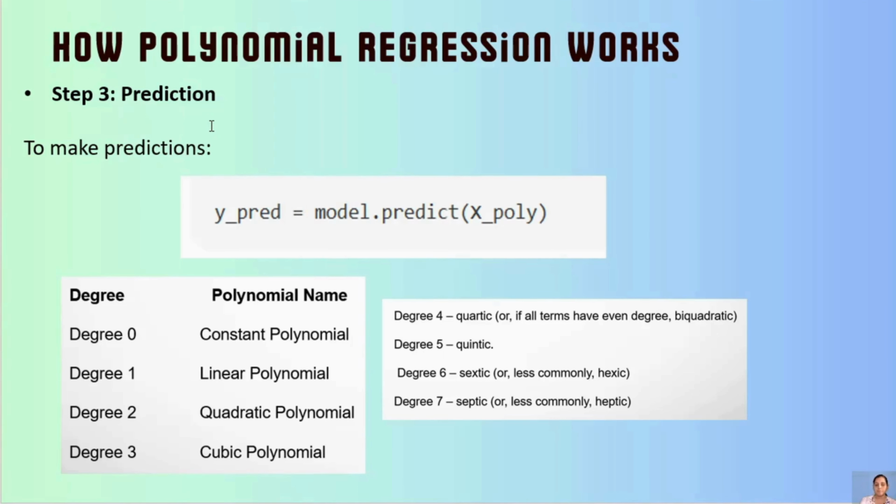And these are a few degrees which I have explained already and I am showing you here. We have degree 0, that means constant polynomial, degree 1, linear, then quadratic, cubic, quartic, quintic, sextic, then septic. Till the 7th degree I have shown.